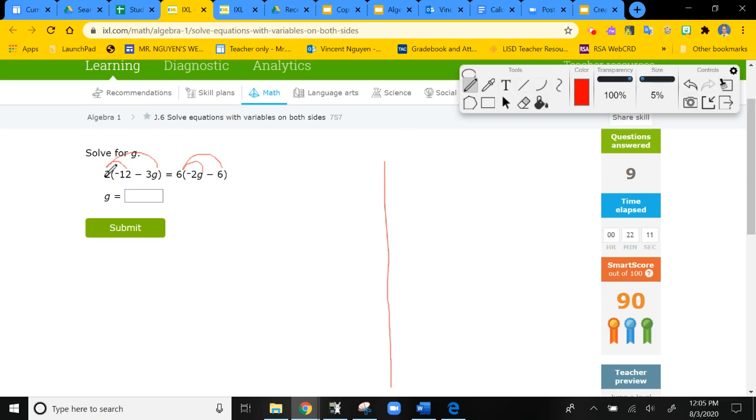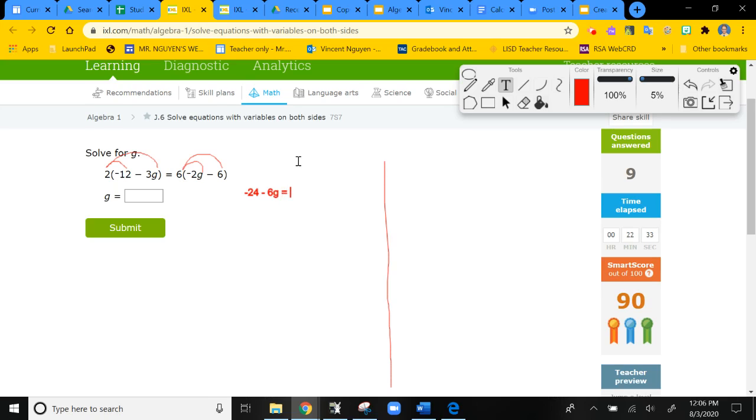Method one is multiply the 2 through. So if I multiply the 2 through, I'm going to do negative 2 times negative 12. So that's going to give me negative 24. And then I'm going to do 2 times negative 3g. That will give me negative 6g. Okay, so that's the left hand side.